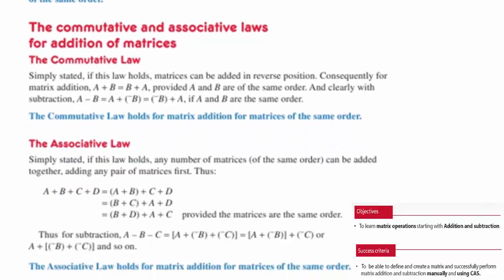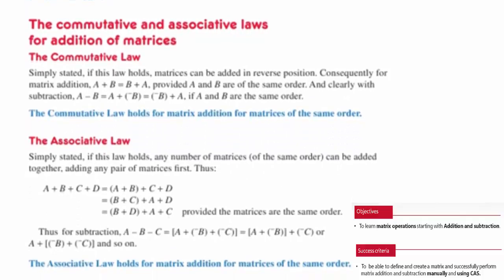Now, we have the commutative and associative laws for addition and matrices. We want to see whether they comply or not. Let's see for the commutative law. If this law holds, if they are said to be commutative, then a plus b needs to be the same as b plus a. So for example, addition in normal numbers is commutative because 5 plus 3 equals 8 and 3 plus 5 equals 8. Alright?